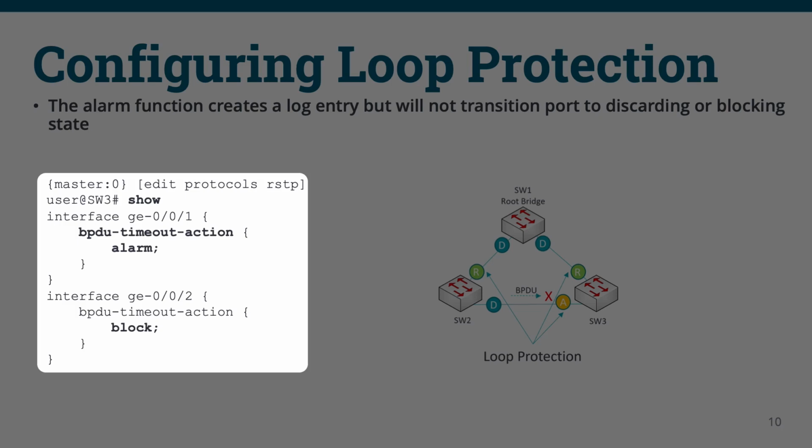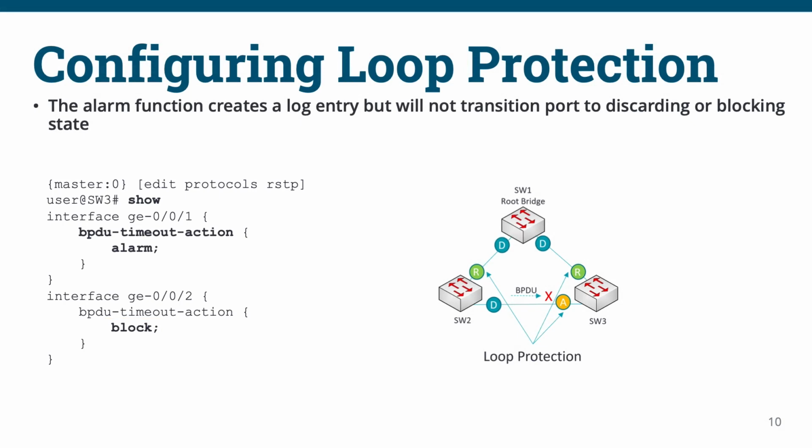As we can see here, there are two possible configured actions on BPDU timeout: alarm or block. The alarm action will create a log message, but will not actually block or transition the port to a loop inconsistent state. The block action, however, will take the corrective action, and this must be configured under each interface individually.